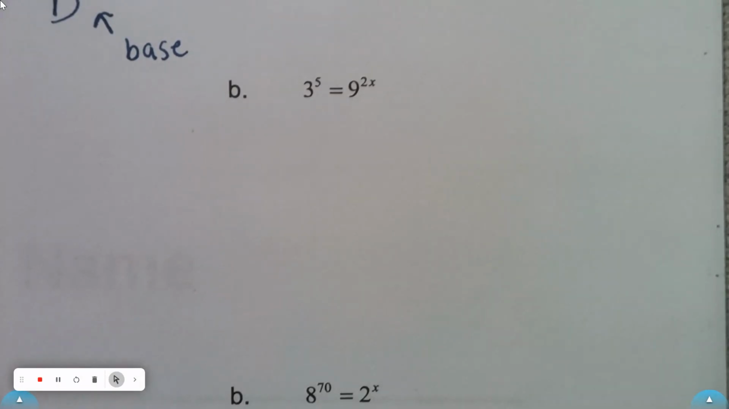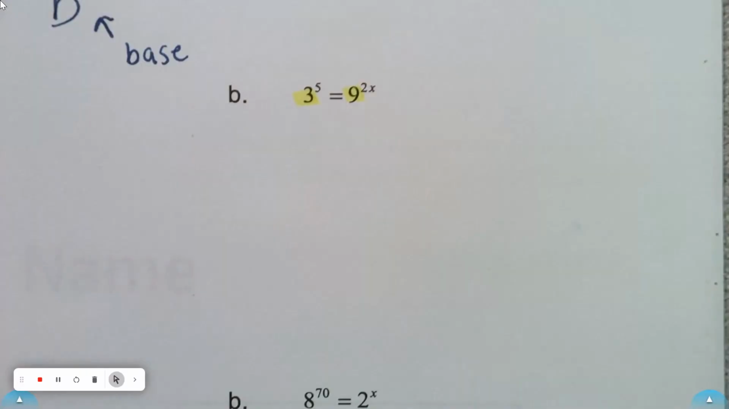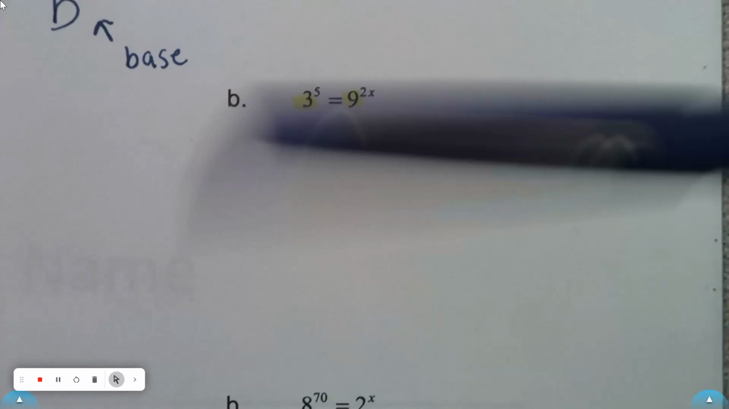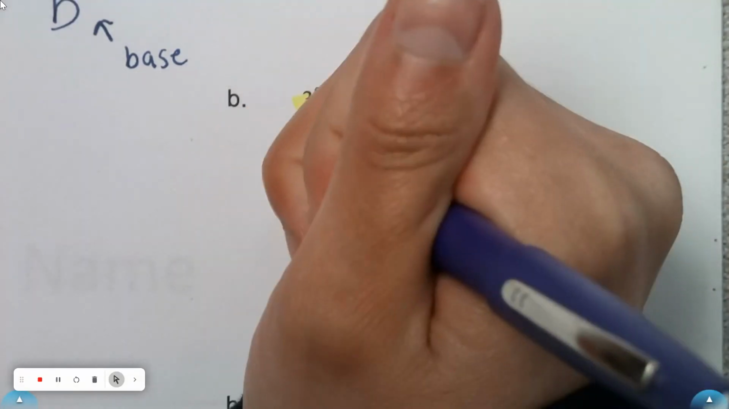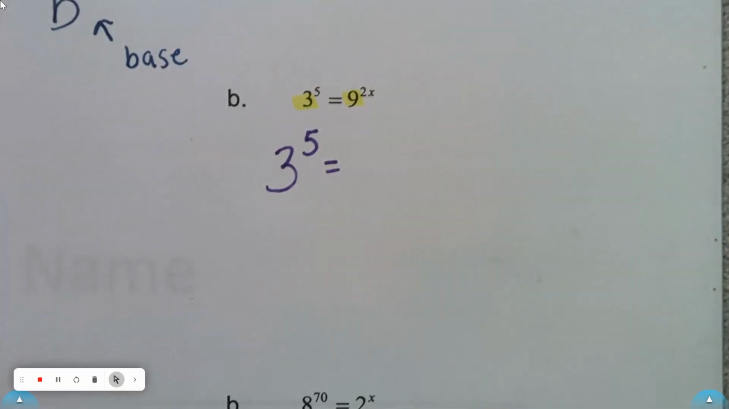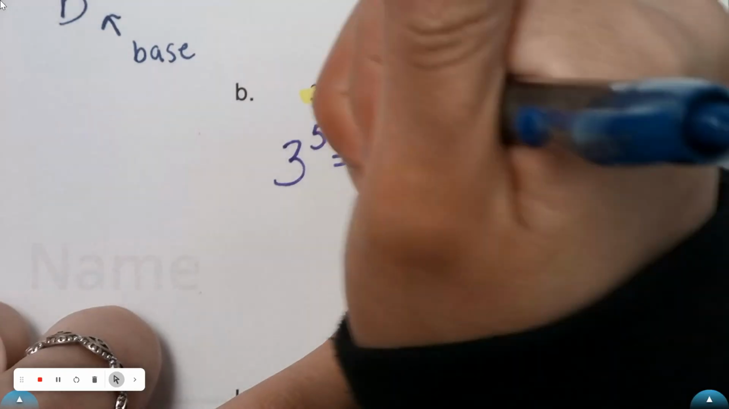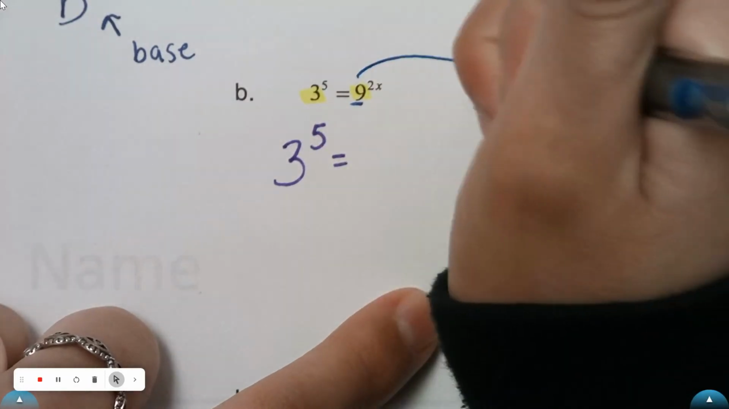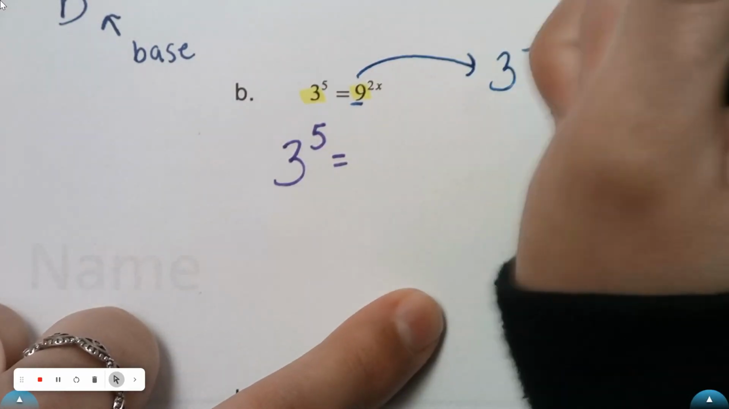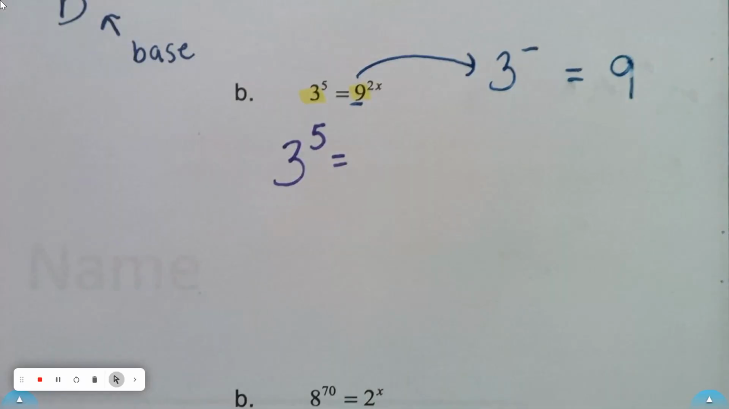When your bases don't match, I recommend changing the bigger numbers so that it looks like the smaller one. So when I'm looking at my bases, I have 3 and I have 9. 3 is smaller, so I'm going to keep the side with the 3 the same. Here's what I'm going to do. I'm going to take that 9 and I want to change it so that it looks like 3. So essentially, I'm doing 3 to what power will give me 9.